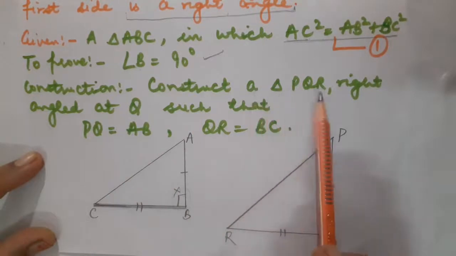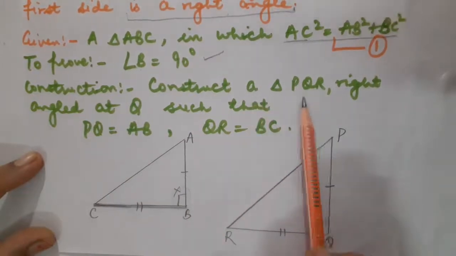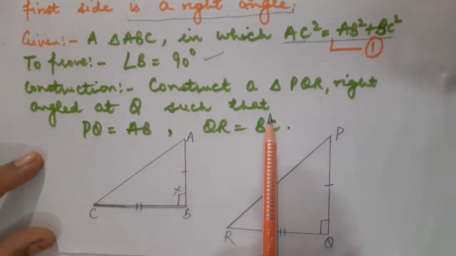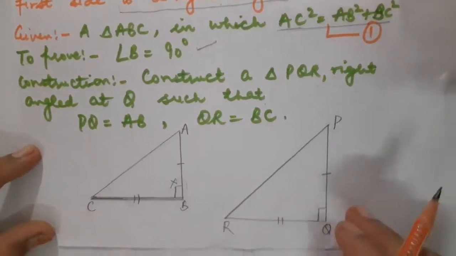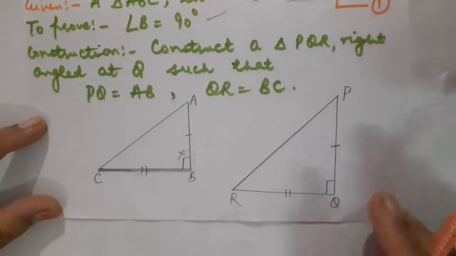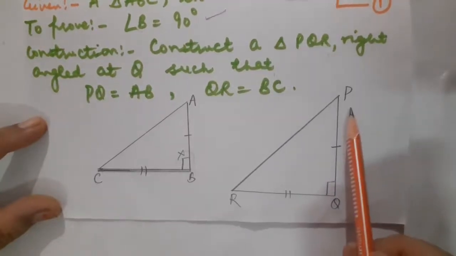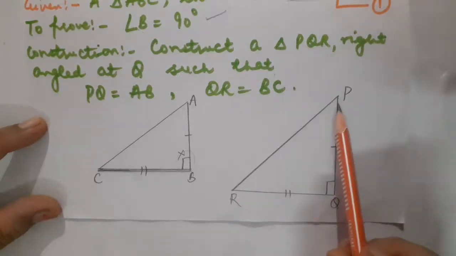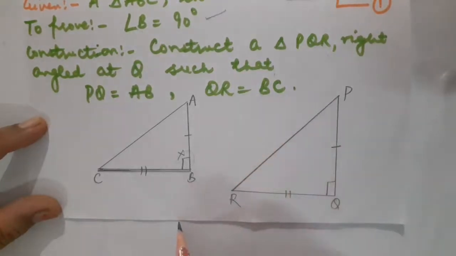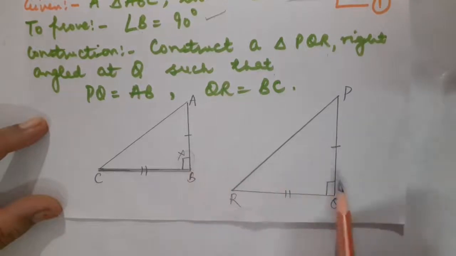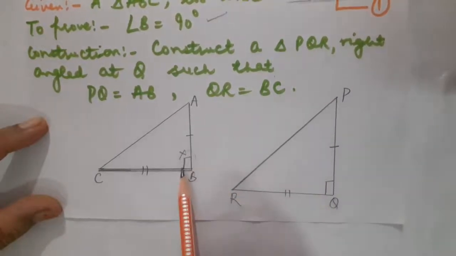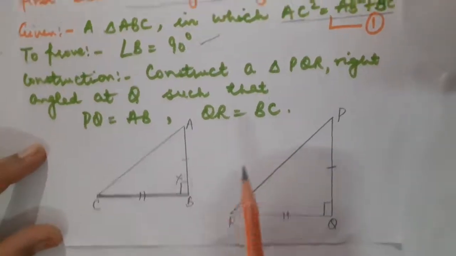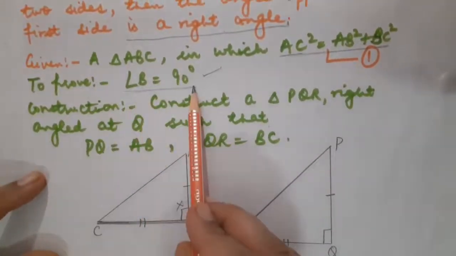I have constructed another right angled triangle, which is right angled at Q, such that there is one right angled triangle drawn. What is the name of that right angled triangle which I have taken in construction? That is triangle PQR. What I have to prove basically? I have to prove that angle Q is equal to angle B, so that angle B will become 90 degree, and whatever I wanted to prove, that will be fulfilled.